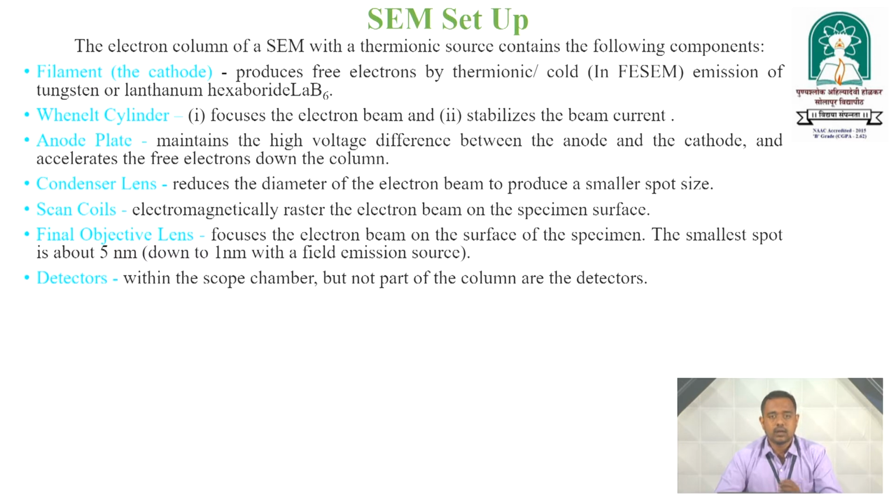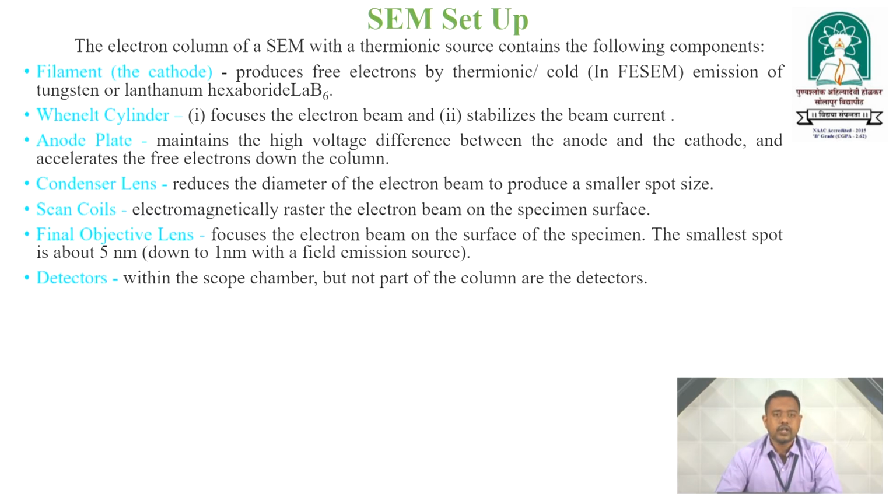Thereafter, one stage is the anode plate. The anode plate maintains the high voltage difference between the anode and the cathode, and that high electric field accelerates the free electrons down the column. That means whatever electrons have been generated through the electron gun get accelerated by applying a positive potential. As the electrons have a negative potential, they get attracted towards the anode plate, because of which we can easily send them towards the sample direction.